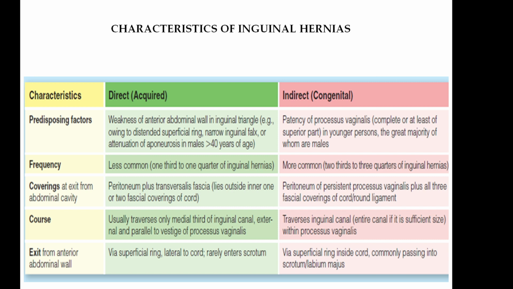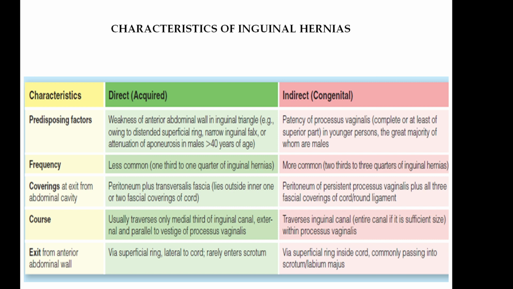Course: the direct hernia usually traverses only the medial third of the inguinal canal, external and parallel to the vestige of the processus vaginalis, and the indirect traverses the entire inguinal canal, if it is of sufficient size, within the processus vaginalis. Exit from the anterior abdominal wall.